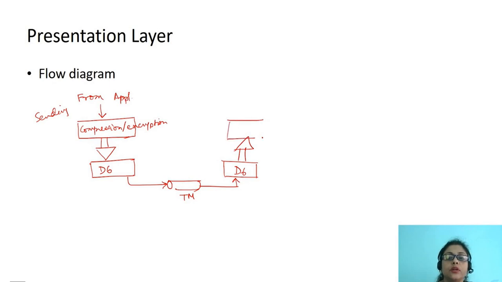It goes to the presentation layer. From there it goes to the application layer of the destination computer. So this is the flow diagram of the presentation layer. Here one thing must be mentioned. From the application layer we are basically getting D7. So here also you will get D7 data.